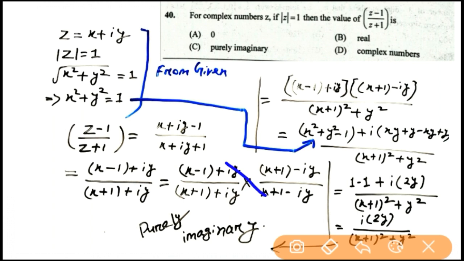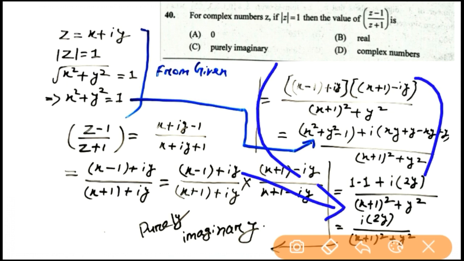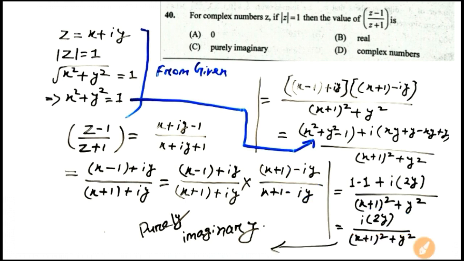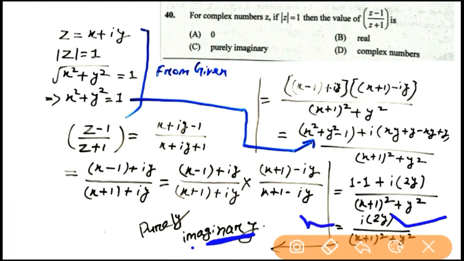By multiplying this, you can do the calculations by yourself. After this we get the final value as i into 2y by ((x + 1)² + y²). This is a purely imaginary number. No real part is present in the final expression. So that is purely imaginary. Option C is the correct answer.